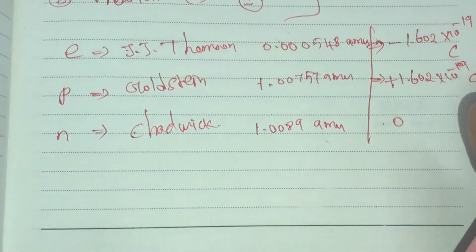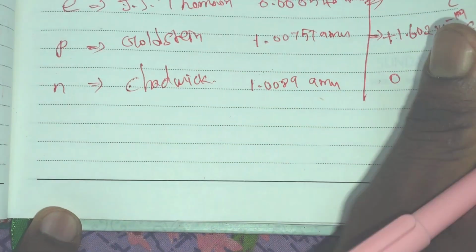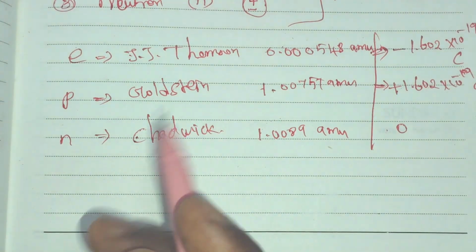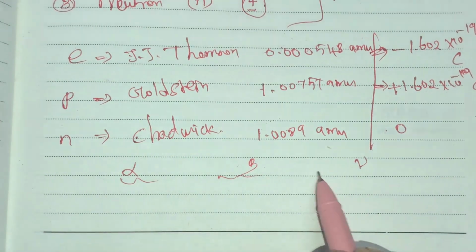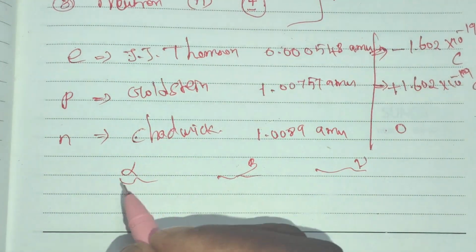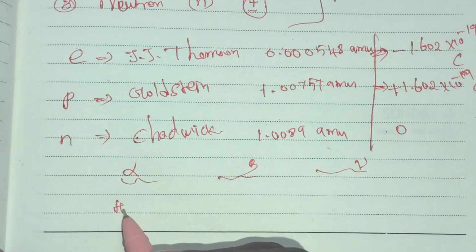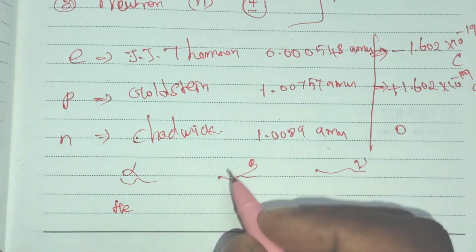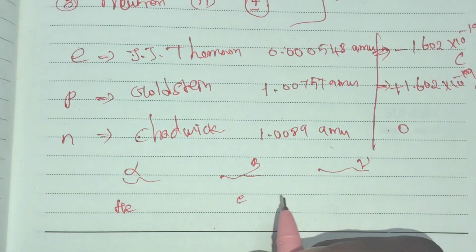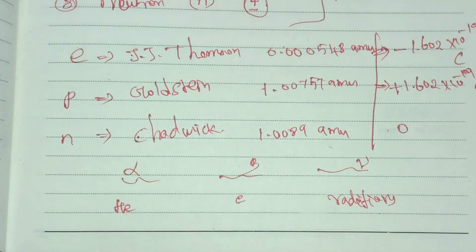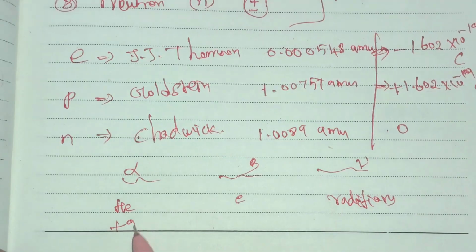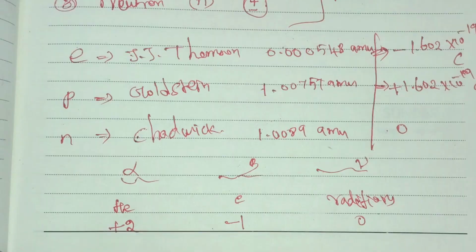Alpha particles, beta particles and gamma rays are also very important. The alpha particle is considered a helium nucleus, the beta particle is considered electrons, and gamma is high energy radiation. The charge of the alpha particle is 2 plus, the beta particle is minus 1, and gamma has 0 charge.